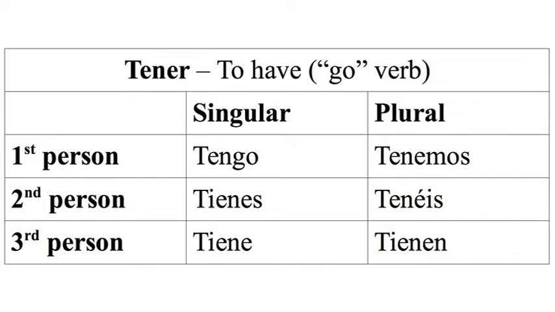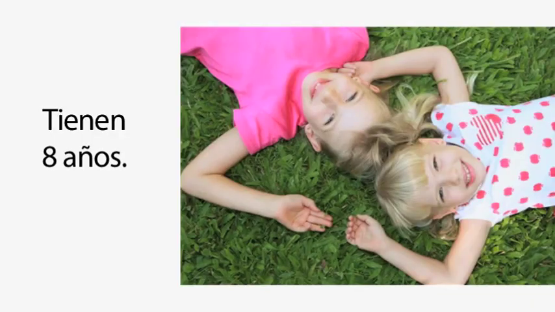And last, what's the ending for ellos, ellas, and ustedes? EN. Tienen 8 años. They are 8 years old. ¡Qué bien! Ahora you know how to conjugate tener, your first go verb.